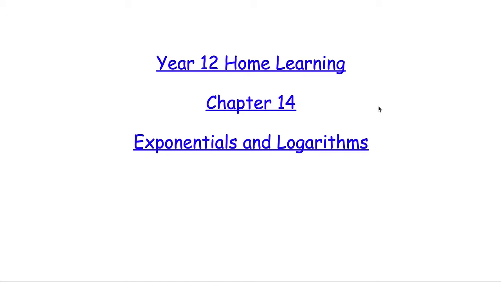Okay, I'm going to go through chapter 14 of the AS textbook. We've kind of put off going through it because we were hoping to be back in school before now, but I don't think we can wait any longer. So I'm going to start off with part 1, which really is just about the shapes of exponential functions.